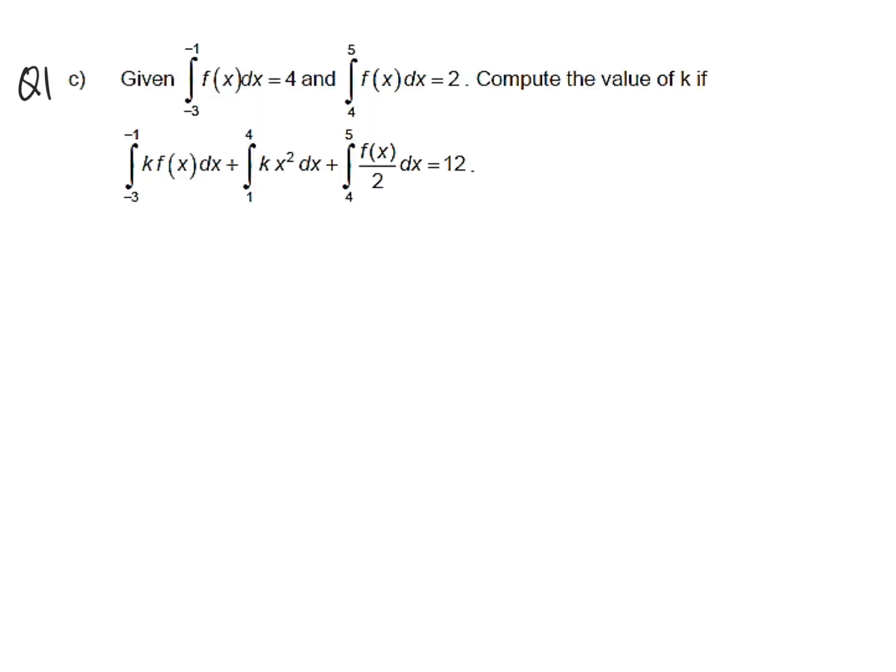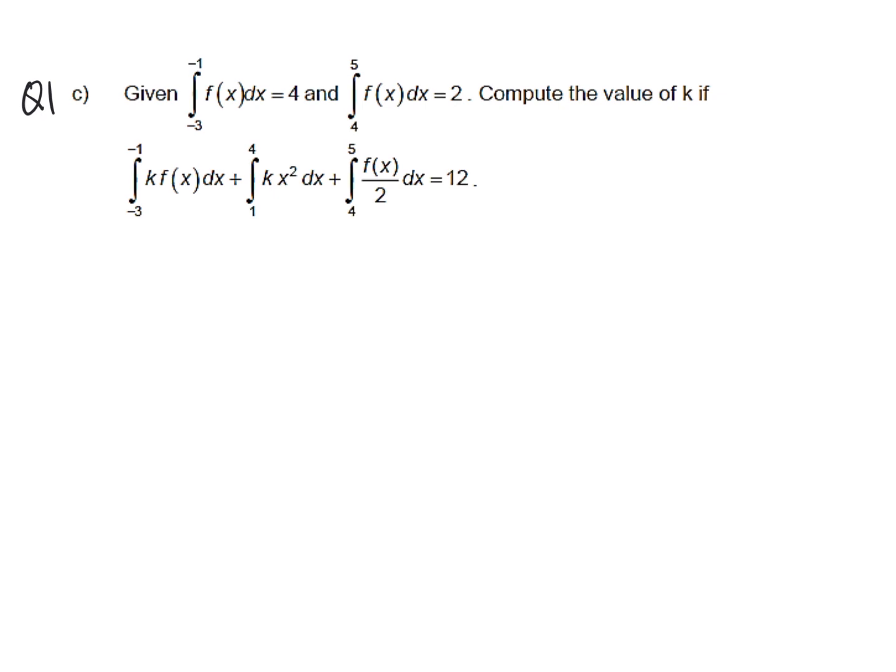Okay, so for this one, the question has given a few things. The values given are: integration from -3 to -1 of f(x) is equal to 4, and integration from 4 to 5 of f(x) is equal to 2. The things given here, 4 and 2, you just use by substituting them into the integrals below.